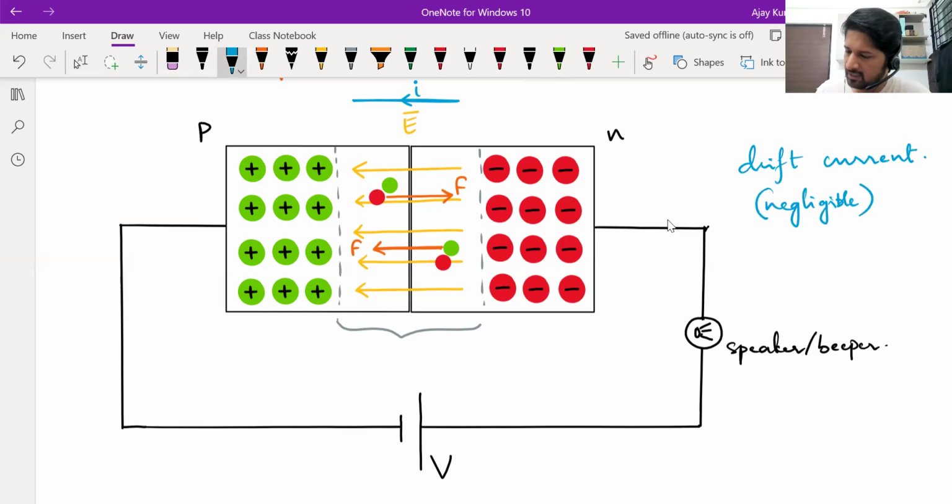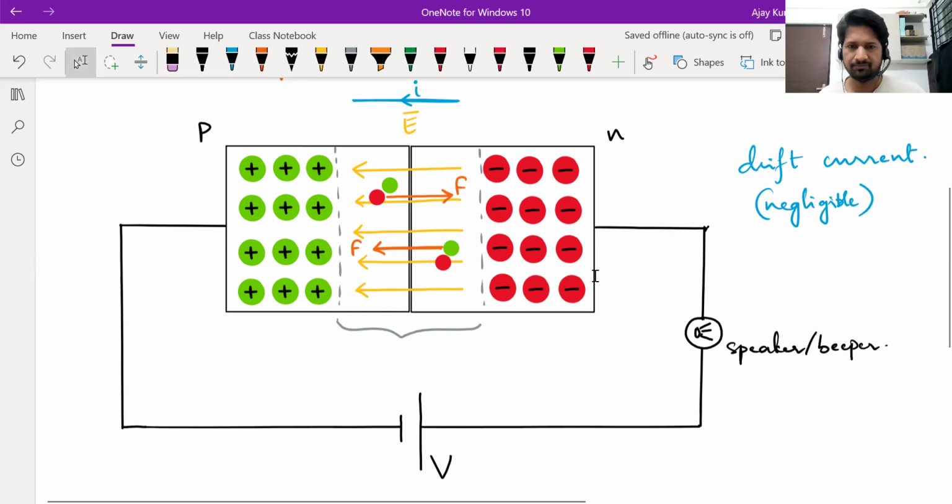Why is it negligible? Because drift current is due to minority charge carriers. Like electrons have to come from P to N, but P is called P because holes are dominant there. Holes are the majority charge carriers on the P side. Very rarely you'll find some conduction electrons. That happens when a valence electron jumps into the conduction band. That is not very frequent. So drift current is negligible. That is why reverse bias current through a PN junction is negligible.